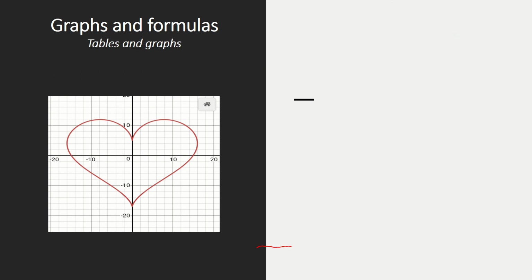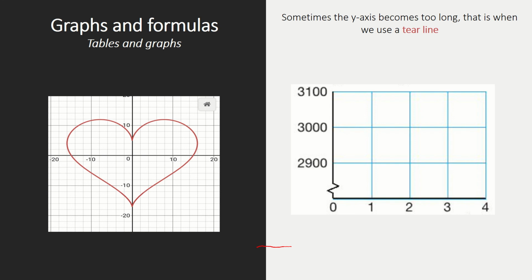Alright, but what about tables and graphs? Sometimes the y-axis becomes way too long. That is when we use a tier line. So this is a tier line. As you can see, you always need to start from 0. That's a must. But to go from 0 all the way up to 2900, we need to use a lot of steps. Or we can use a tier line.